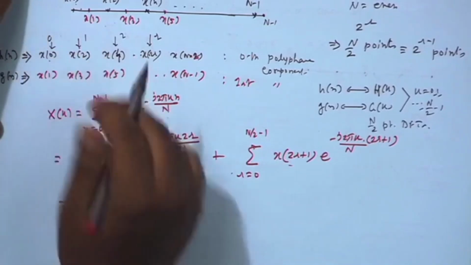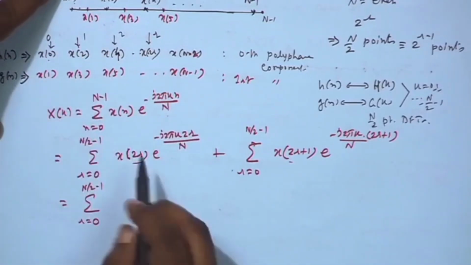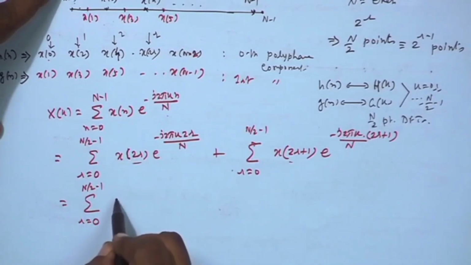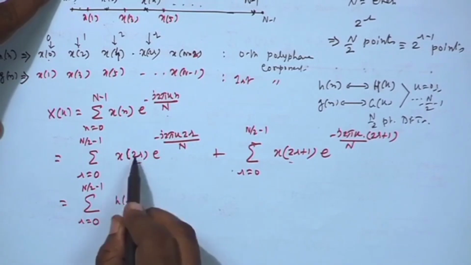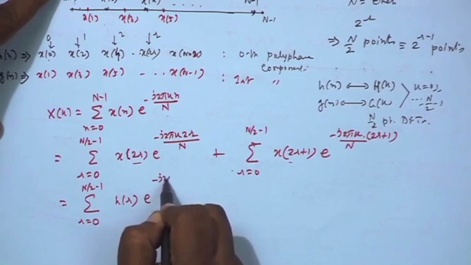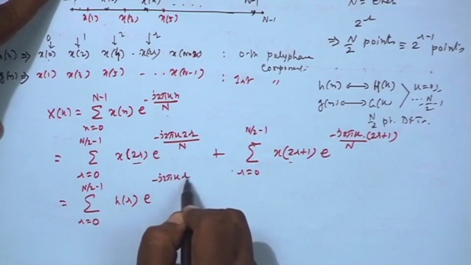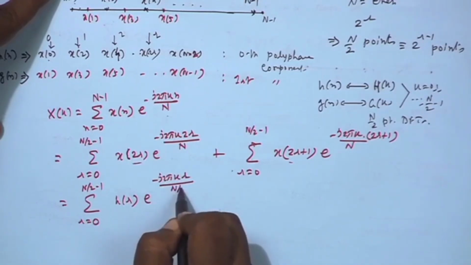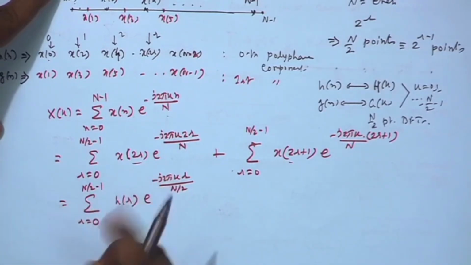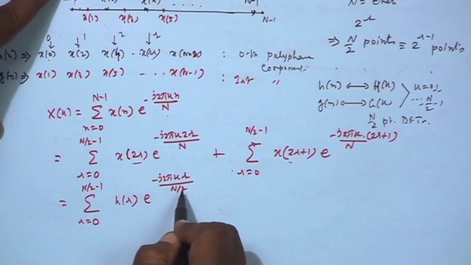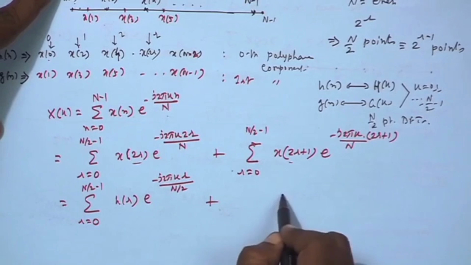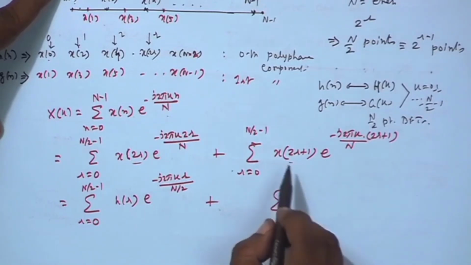It is nothing but just renaming those x samples by h samples. x0 is h0, x2 is h1, x4 is h2. So that way x2r is hr, and I can write this way, e to the power minus j 2 pi k r by n by 2. Now, n is a power of 2, 2 to the power r, so it is divisible by 2, and n by 2 also is an integer. So, like this, and here, h x2r plus 1.